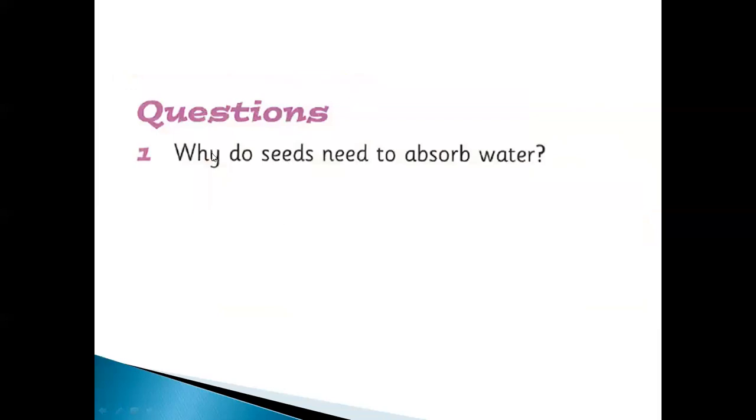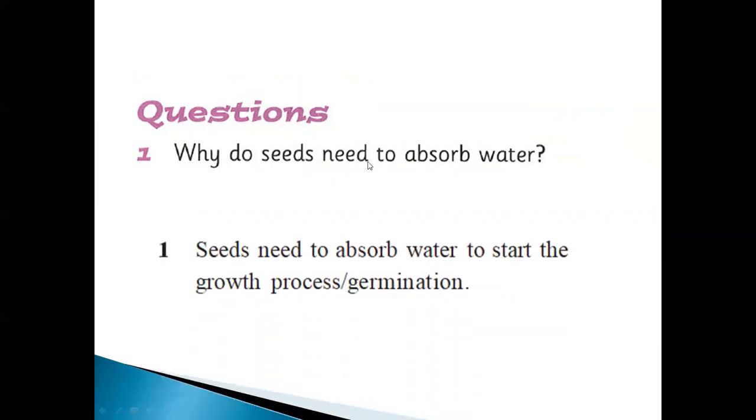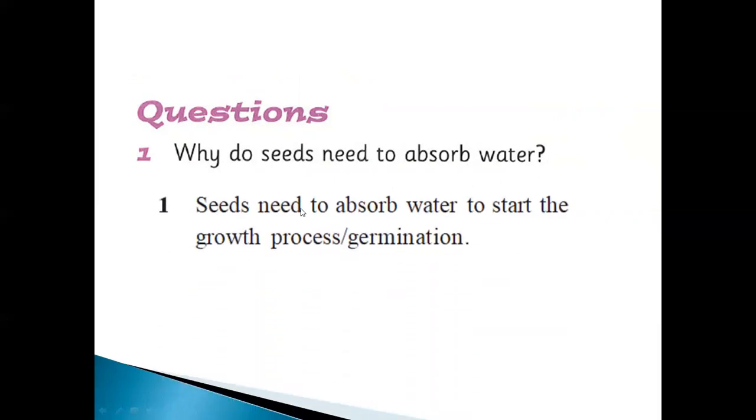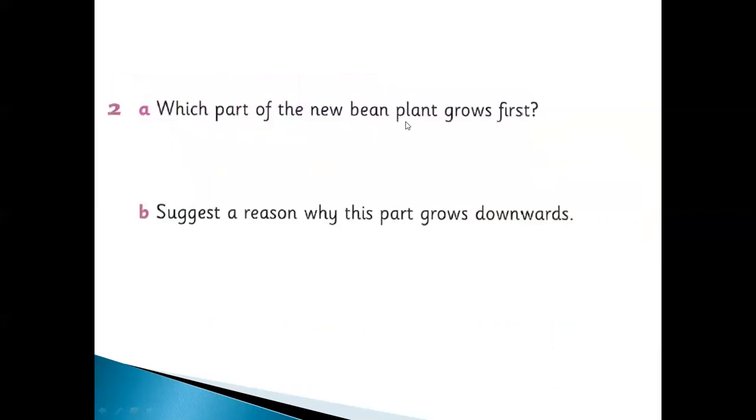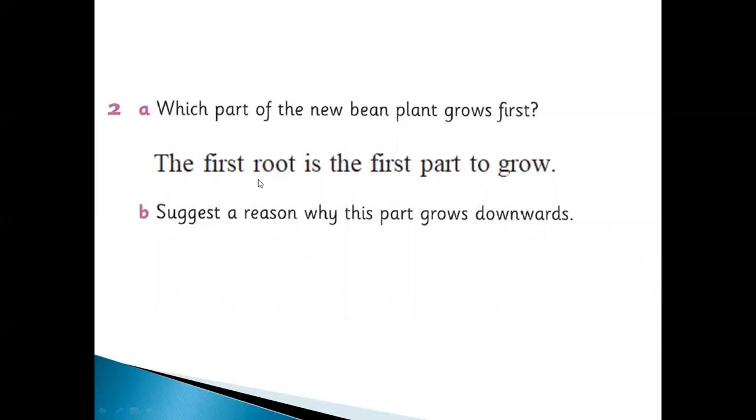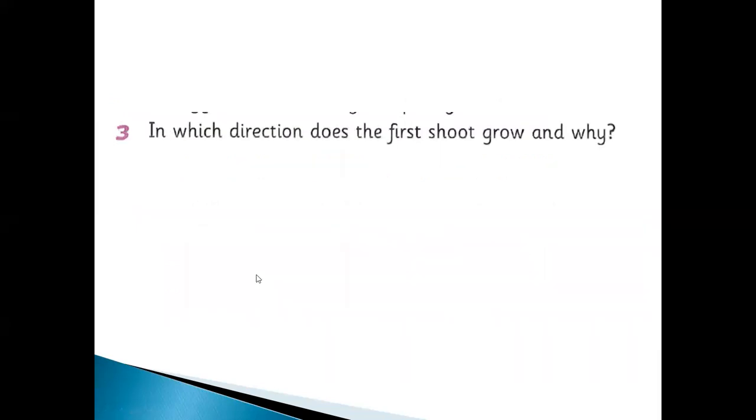After this, question and answer. Why do seeds need to absorb water? Seeds need to absorb water to start the growth process, or you can say start the process of germination. Which part of the new bean plant grows first? Obviously, the root, the first root. This is the first part to grow. Suggest a reason why this part grows downward. The first root grows downward to get water.